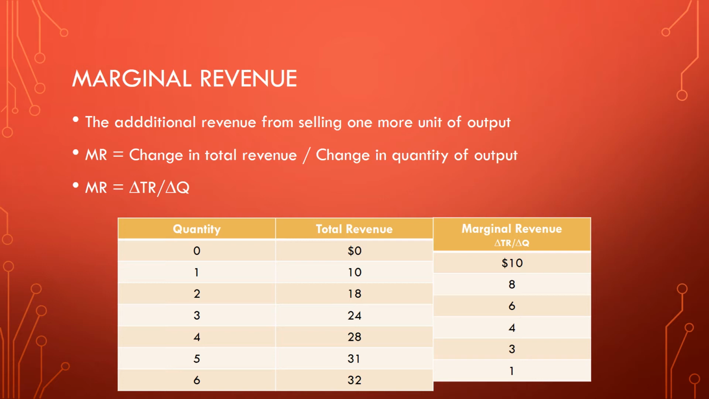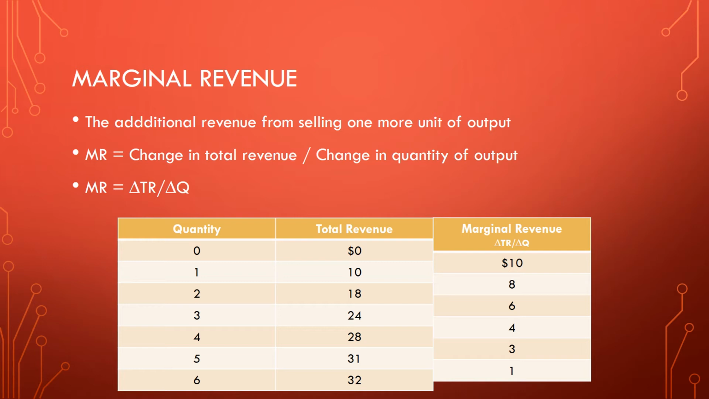Now, bear in mind that marginal revenue equals the change in total revenue, and you do have to divide that by the change in quantity of output. In this case, the quantity of output is increasing by 1 each time. If we were to go from quantity 2 to quantity 4, then you would have to divide. So you'd do 28 minus 18, because we're going from the second unit to the fourth. Our total revenue increased by 10, since 28 minus 18 is 10. Then we divide by the change in quantity, which is 2. So 10 divided by 2, and the marginal revenue would be 5 in that case.